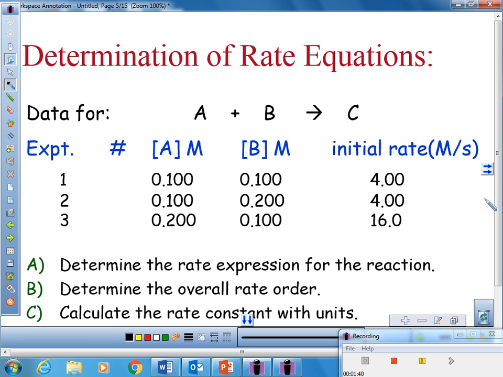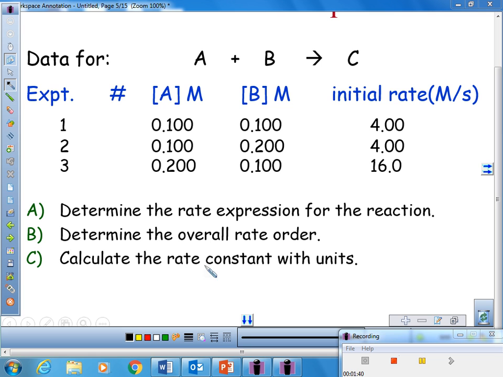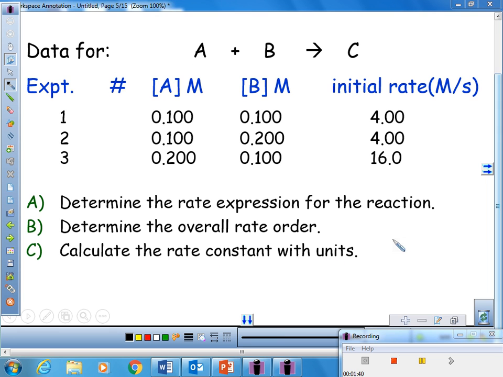All right, our next one says, calculate the rate constant with units. Well, the rate constant is that letter K. So in order to find the rate constant, you pick any experiment. I'm just going to suggest that you always pick the first experiment. It honestly doesn't matter because you should get the same answers with every experiment, but for simplicity, we'll just pick experiment number 1.